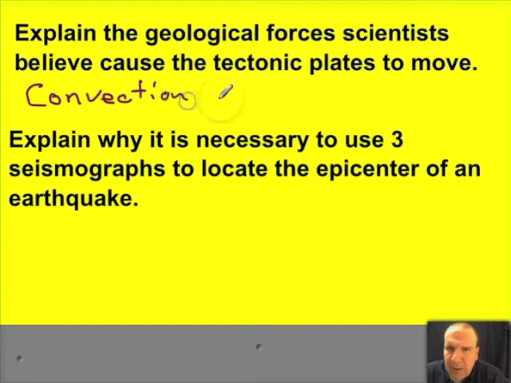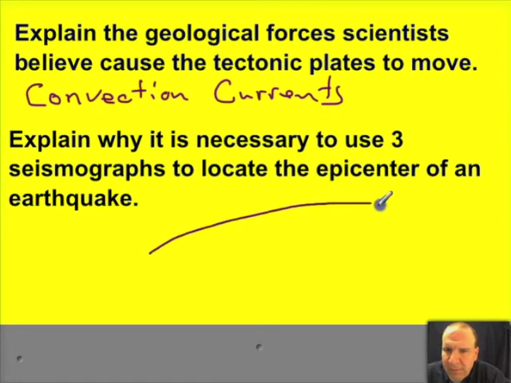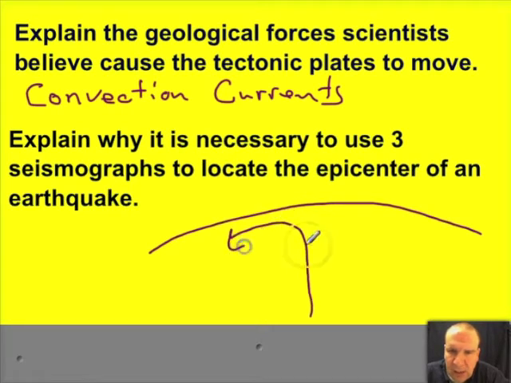Let me write it down, convection currents. I'm going to draw down here. So remember we have the Earth and these convection currents. Magma is heated deep within the Earth and it's moving upwards. Now it can't just drop straight back down, so it goes off into these different directions.